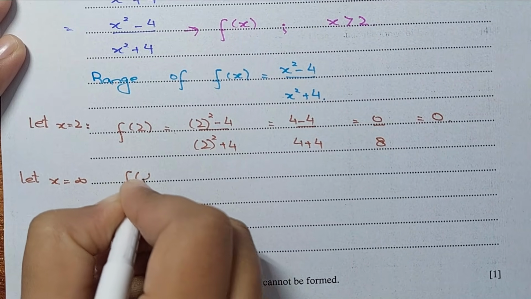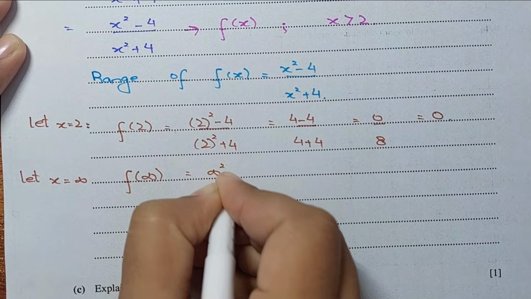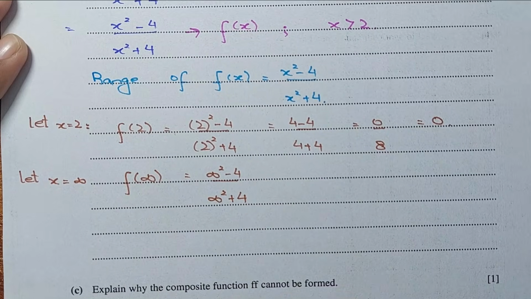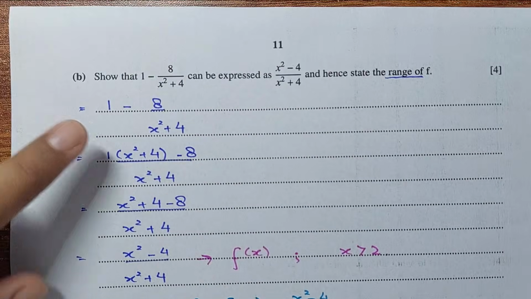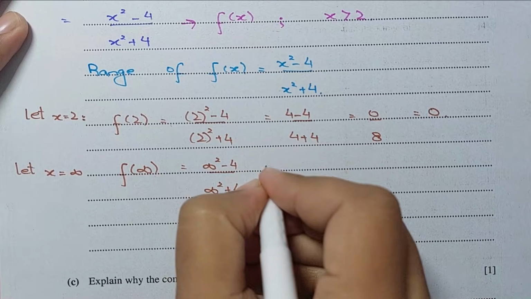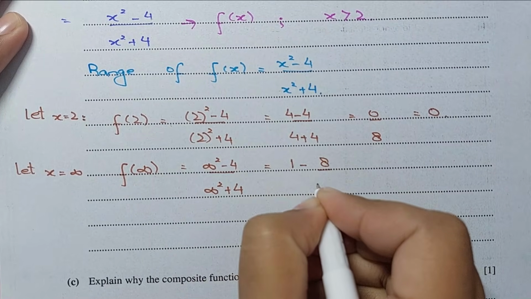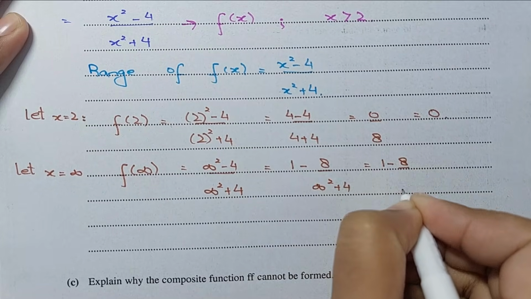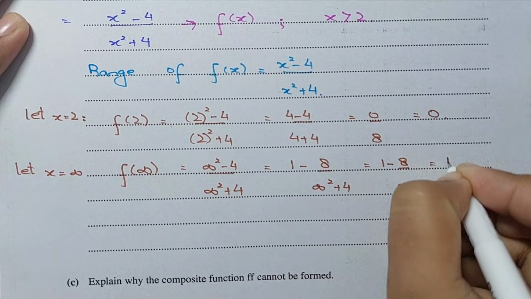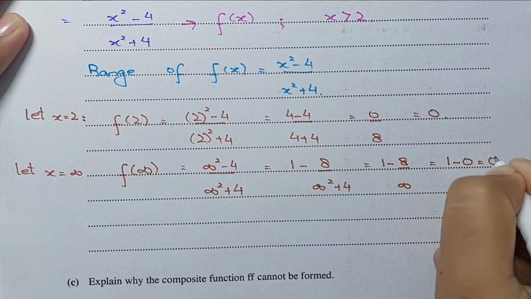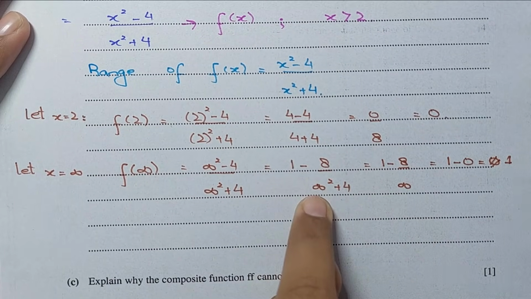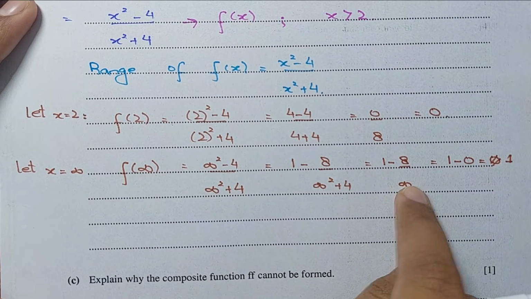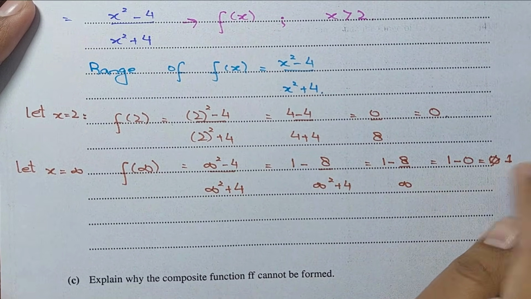Let us suppose x is infinity. So infinity square minus 4 divides infinity square plus 4. Now this is infinity over infinity form. So we can write this expression as this, right? Because they are equal. So here we can say 1 minus 8 over infinity square plus 4. So this is 1 minus 8 over infinity. Something divided by infinity is 0. 1 minus 0 is 1. We know that infinity square plus 4, the answer should be an infinity, right? Something divided by infinity is always equals to 0, and 1 minus 0 is 1.